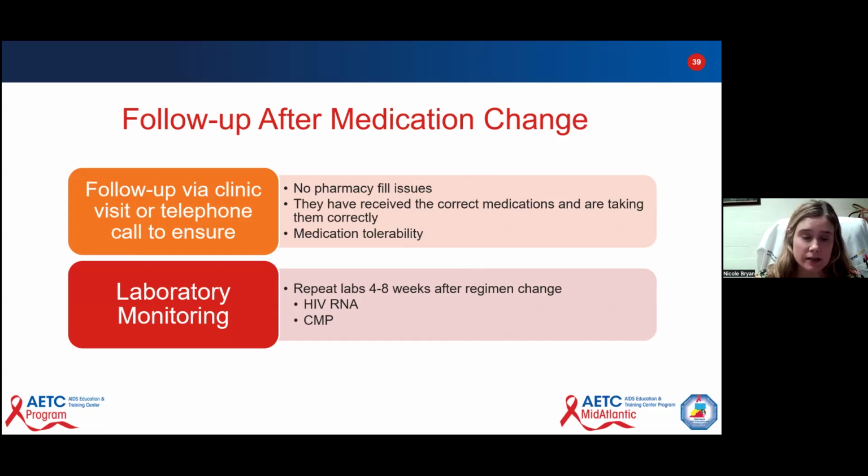And then it is always a good idea to do some laboratory monitoring 4 to 8 weeks after you change their regimen. Mostly you're looking to make sure that if they were suppressed, they're still suppressed on the new regimen, or if you were changing it because of virologic failure, that their RNA levels are becoming suppressed. And then also check kidney and liver function for any adverse reactions with the new medication.